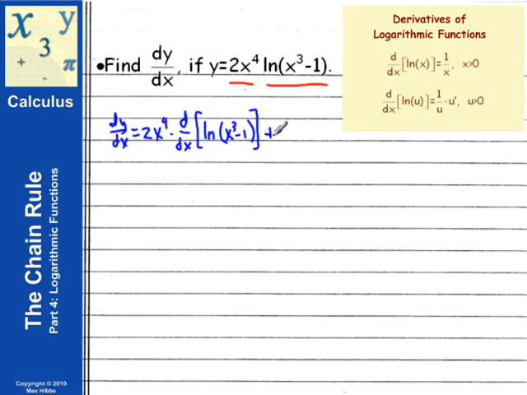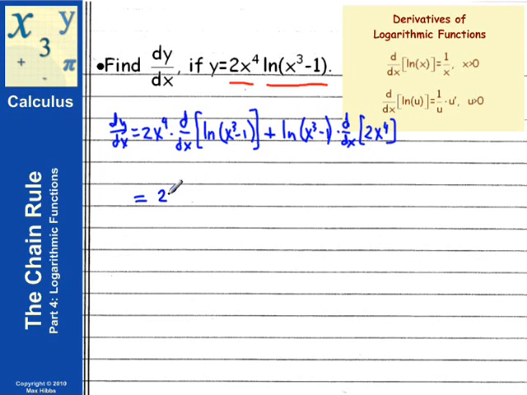And then we say plus the second function, which is natural log of x cubed minus 1, times the derivative of the first function. So it's times the derivative of 2x to the fourth. Okay, so we go back and find the derivatives that we can.